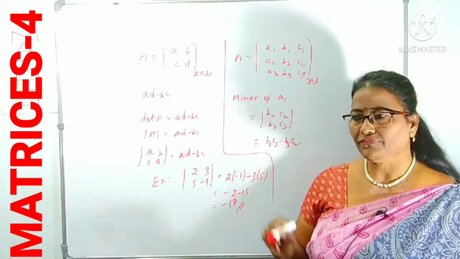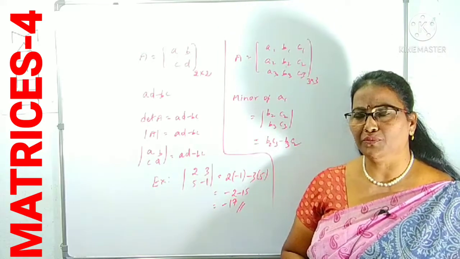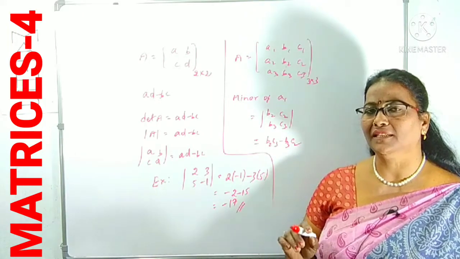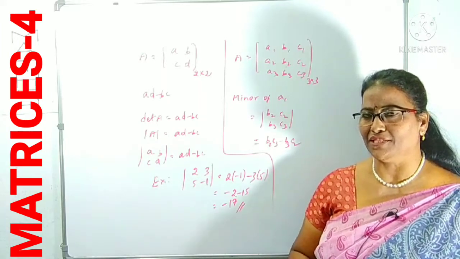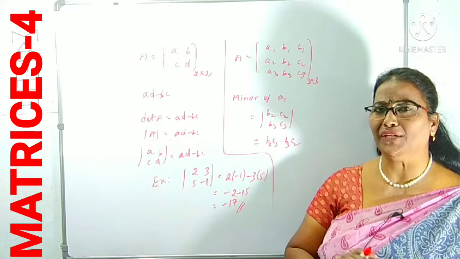Clear? Finding the minors is important for 2 marks as well as for inverse finding, etc. Inverse mainly we can use the minors and cofactors. If you know the minors, we can find out cofactors.